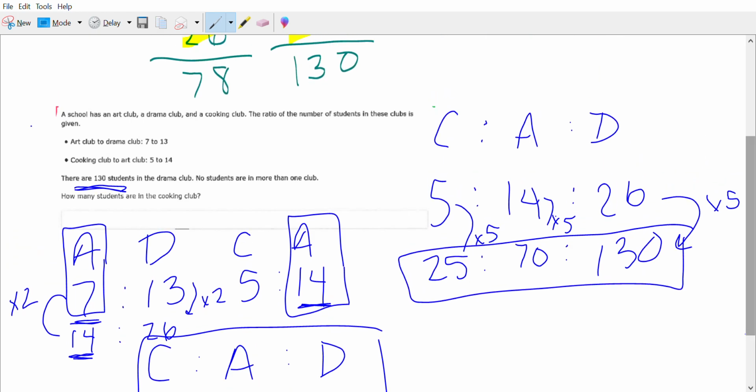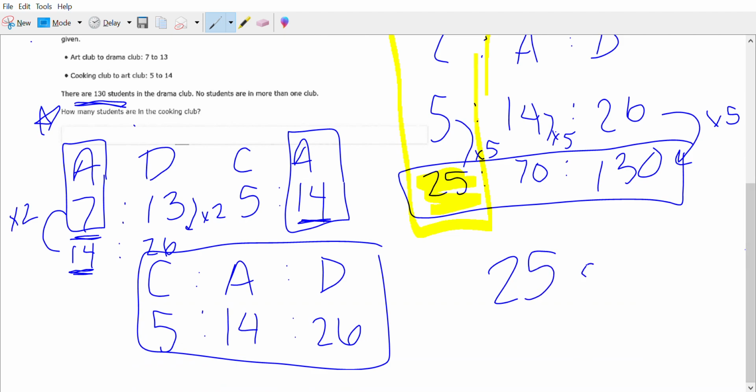So what's our original question asking? How many students are in cooking club? Our cooking club column has 25 students. So that is our answer. 25 students.